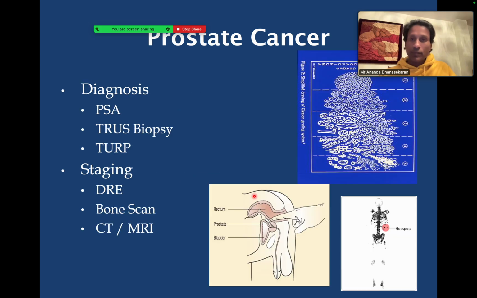Okay. And this is one of the histological findings, and there is a pathologist by the name of Gleason. He divided the histology of prostate cancer into Gleason score 1, 2, 3, 4, 5. As you see in Gleason score 1, the gland is relatively nicely preserved.